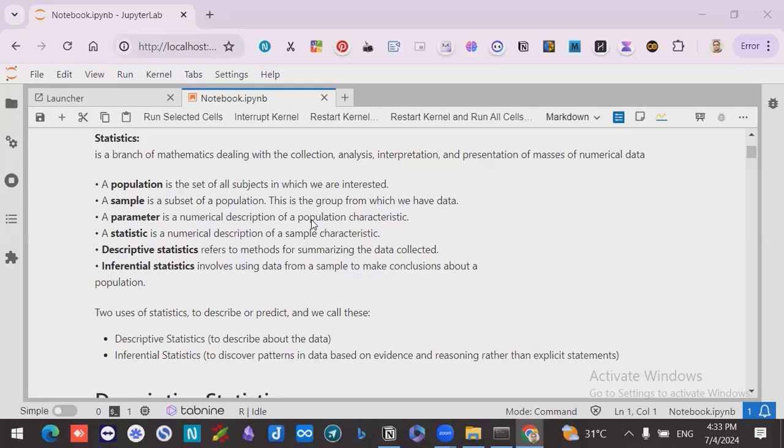Okay. What is a parameter? A parameter is a numerical description of a population characteristic. It is related to the population. And what is a statistic? A statistic is the same kind of numerical expression, but about the sample, not the population. When we treat it for the population, it is called a parameter, and when we treat it for a sample, it is called a statistic. Take a simple example: the population of India or the USA.